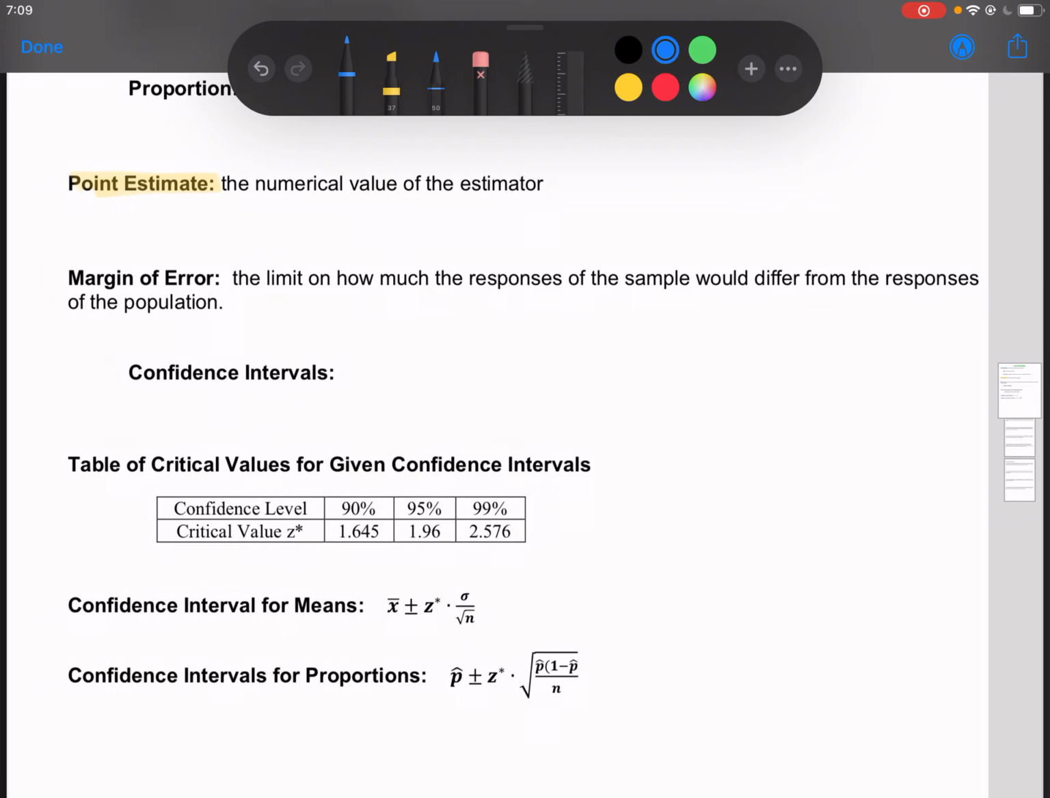In fact, let me put it right here. So confidence intervals, the interval is always your point... I can't even write or spell. You always take your point estimate, so remember that's the numerical value, and you add or subtract whatever that margin of error is to find the interval. And that interval just tells you where the population's mean or proportion will likely fall.